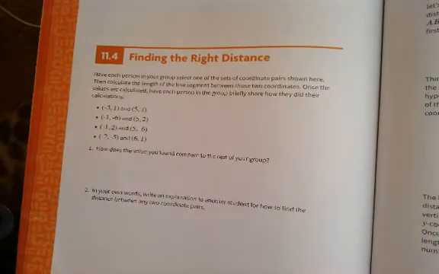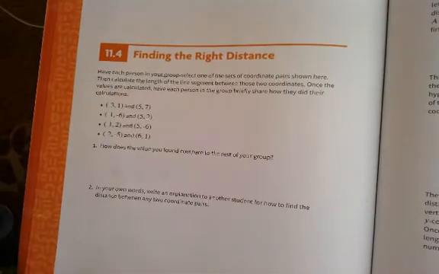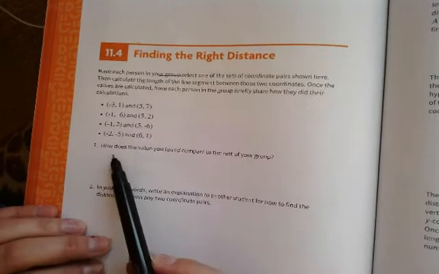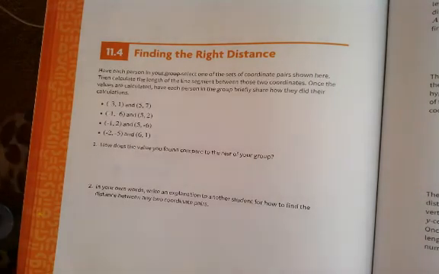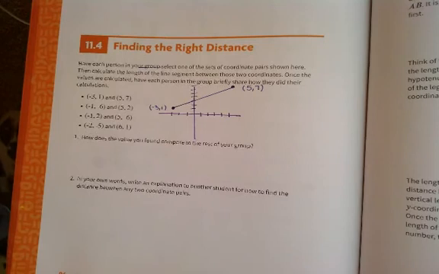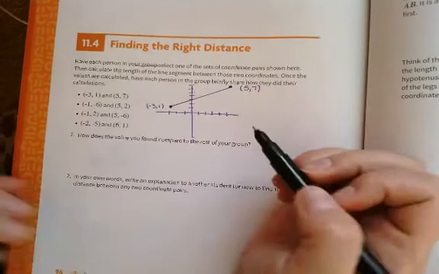Now this one is basically exactly what we just did with that other one. It says, have each person in your group select one of the sets of coordinate pairs. Well, we don't have groups. So then calculate the length of the line segment between the two coordinates. Once their values are calculated, have each person in the group briefly share how they did their calculations. How does the value you found compare to the rest of the group? In your words, write an explanation to another student how to find the distance between any two coordinate pairs. All right, we're going to do this together.